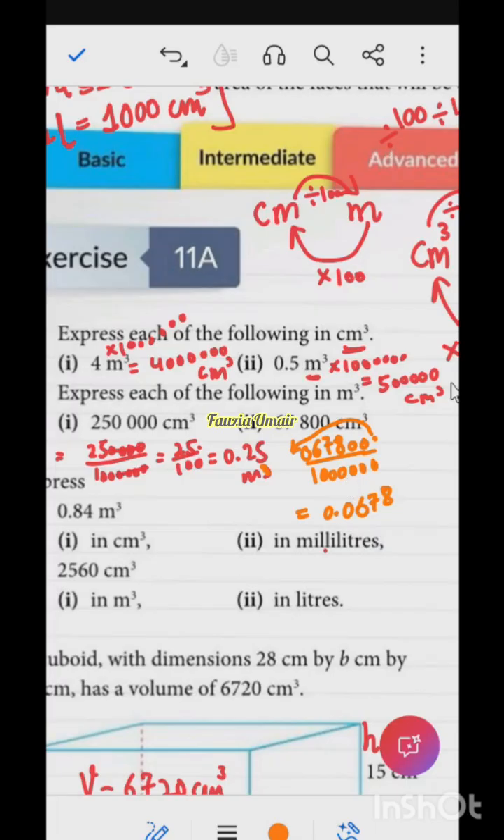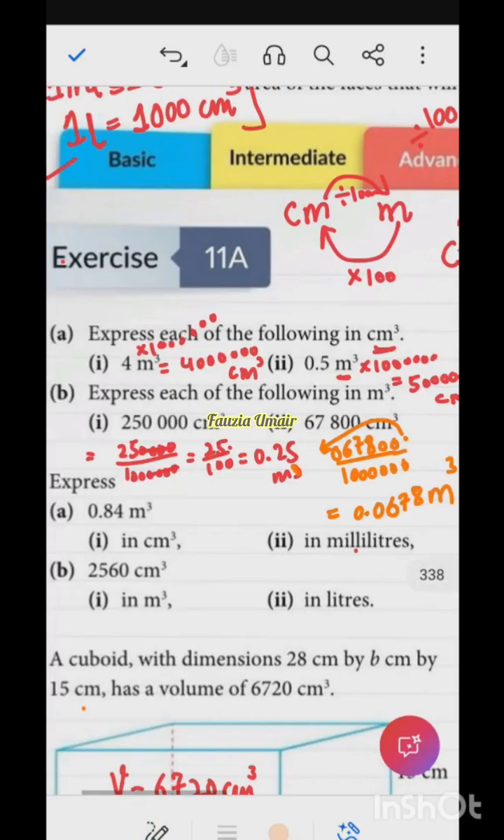Is this point clear or not? Is it clear how the answer is coming? 6 zeros in the denominator. We will move the decimal 6 steps in the backward direction. So the answer would be 0.0678 meter cube. Are we clear till this point? Yes, ma'am. Alright. Now we can do the second question.